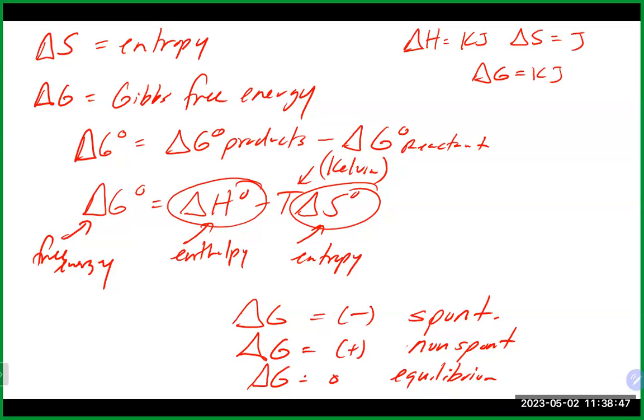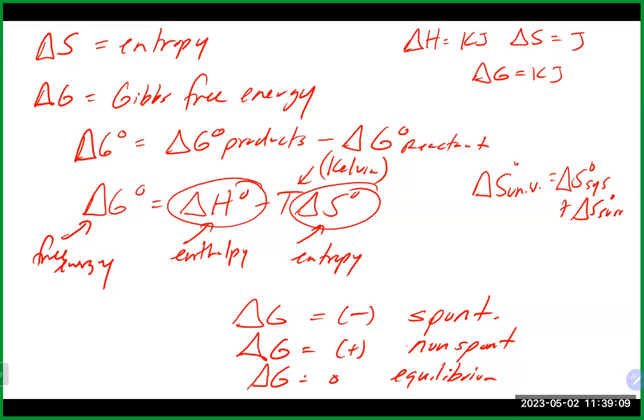Remember, for delta S, it is the delta S of the universe that we need to calculate, which is our delta S of our system plus the delta S of our surroundings. So that is what we have to use to try to determine if something is spontaneous. Any questions on that stuff we talked about last time?